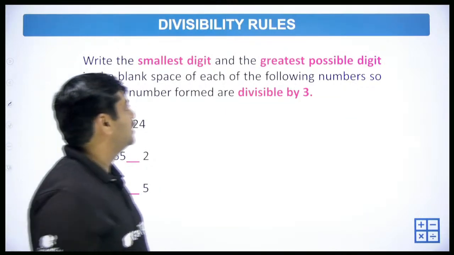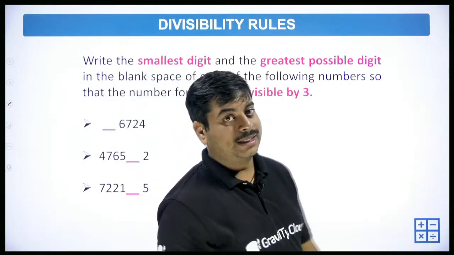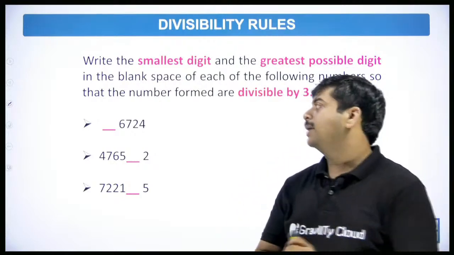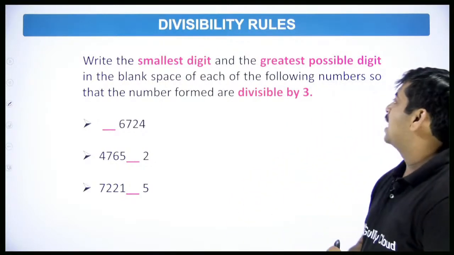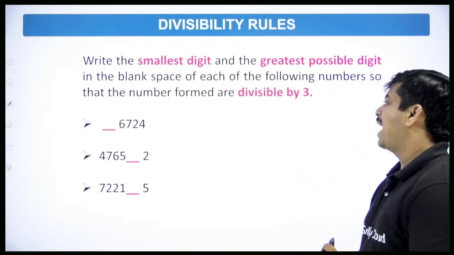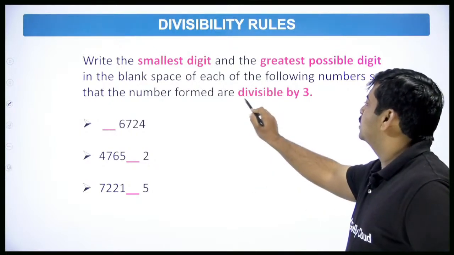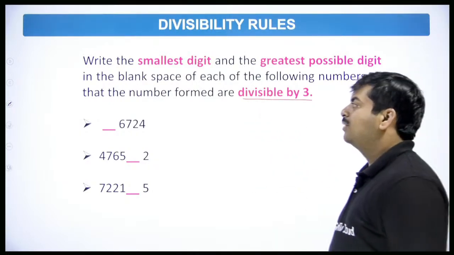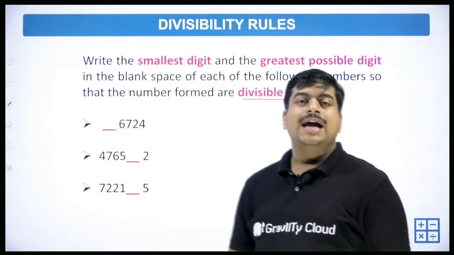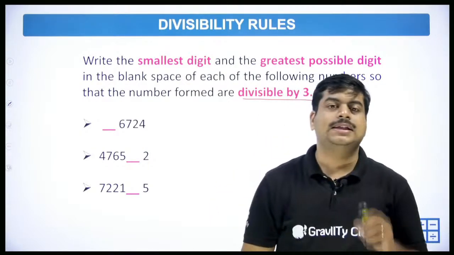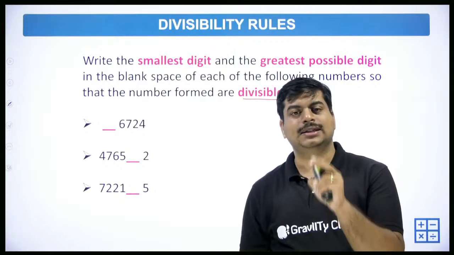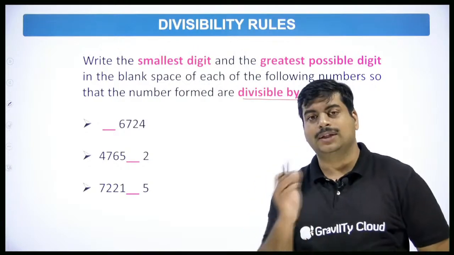Write the smallest digit and the greatest possible digit. Understand? Try to understand properly. Write the smallest and the greatest possible digit in the blank space of each of the following numbers so that the numbers formed are divisible by 3. Divisible by 3 means sum of the digits should be a multiple of 3.